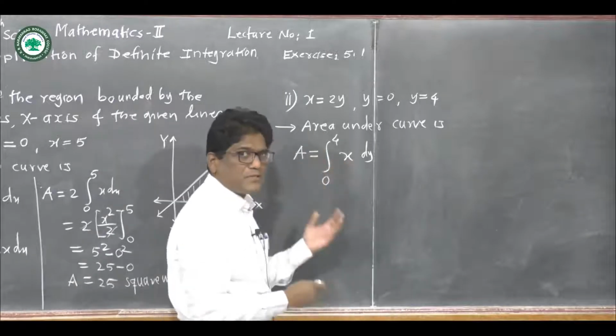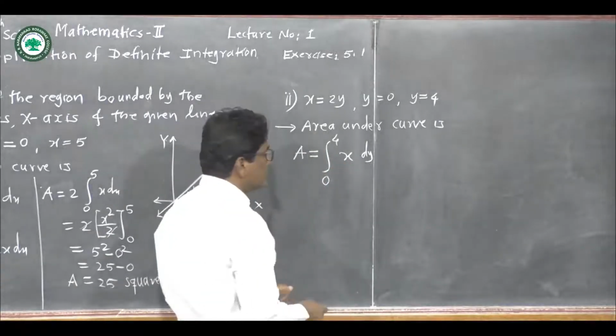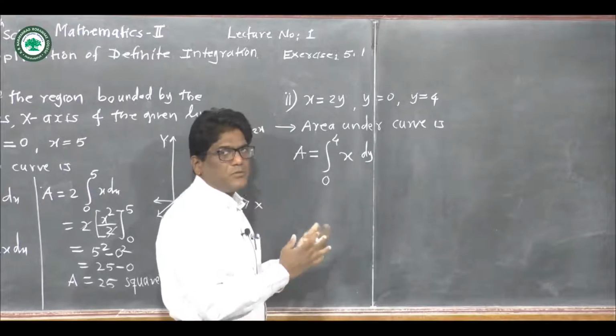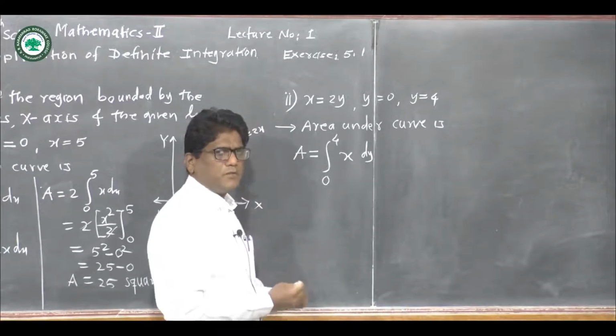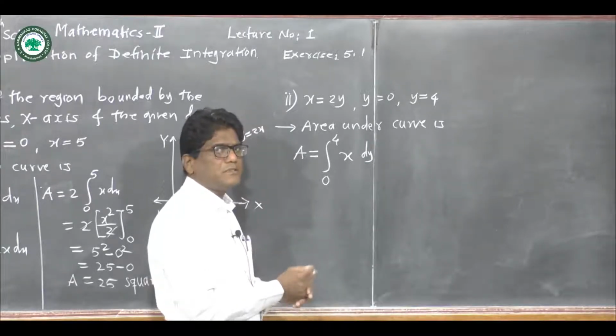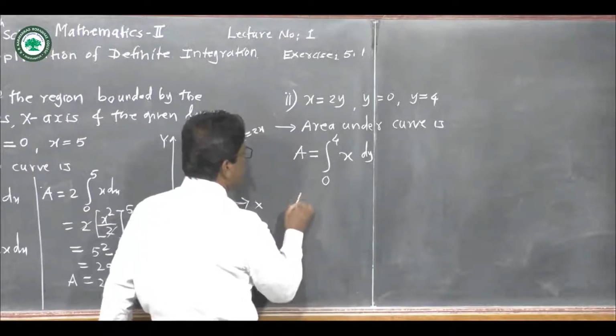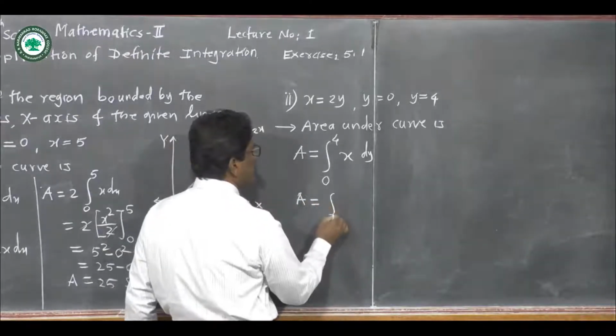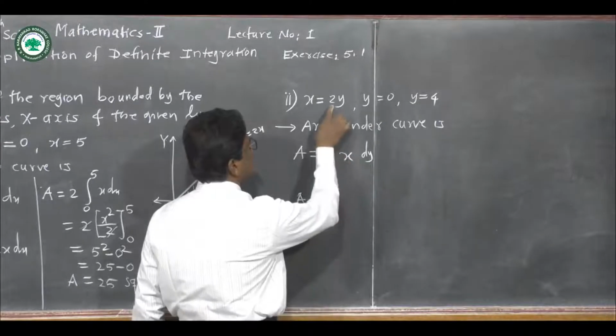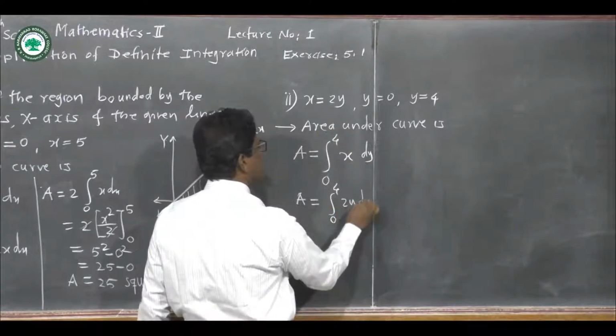Without drawing the figure, we can solve this problem. So if there is a question of 2 marks, there is no need to draw the figure. But if the question is of 3 marks, we have to draw the figure. So A is equal to integration from 0 to 4. Put the value of x: x is 2y, so 2y dy.